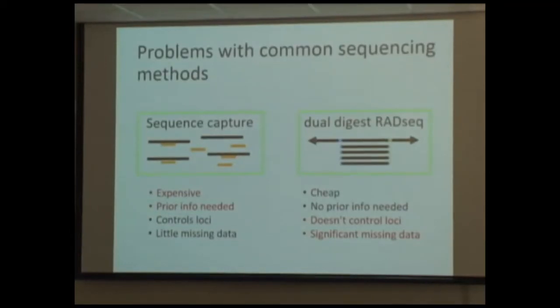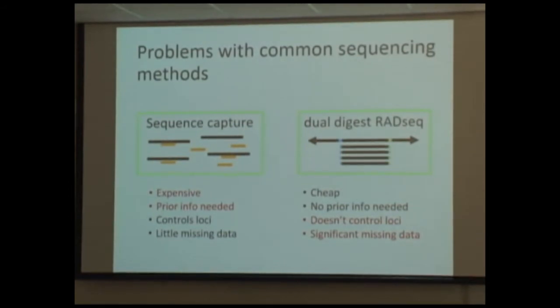Sequence capture and dual digest RADseq are two common ways to make reduced representation libraries for next-generation sequencing. Sequence capture uses probes, which I'm showing in yellow, to target and enrich DNA sequences, which I'm showing in black. And because we need probes, sequence capture is expensive because the probes have to be designed and ordered, and we need prior genetic information to know the sequence of the probes.